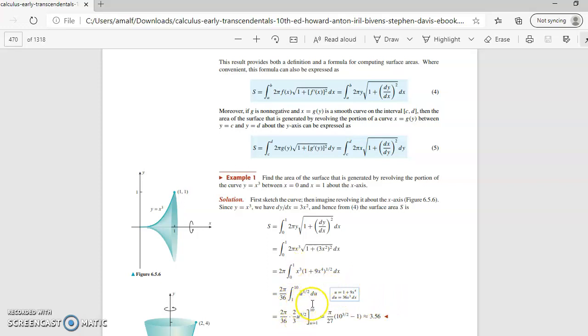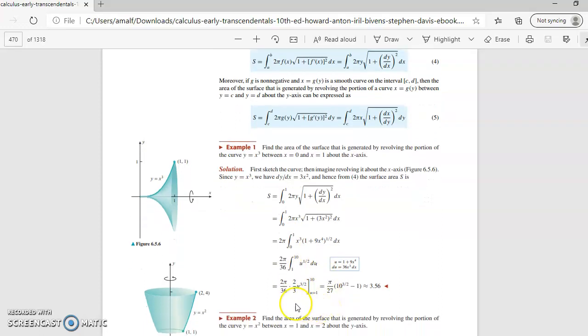So the integral from 1 to 10 of u raised to 1 by 2 du. Upon integrating, you will get 2 pi by 36 into 2 by 3 u raised to 3 by 2 from 1 to 10. So that will be pi by 27 times 10 raised to 3 by 2 minus 1. So the integral will be approximately equal to 3.56.